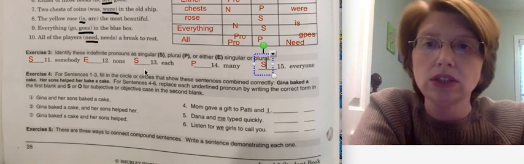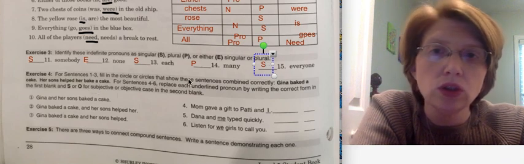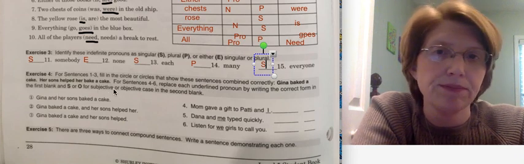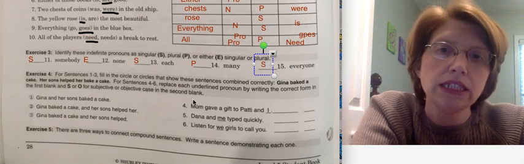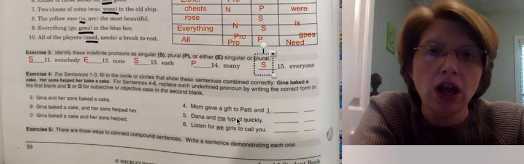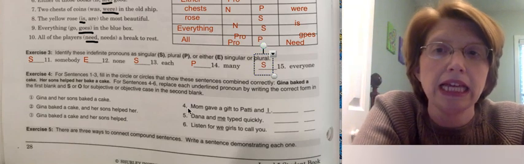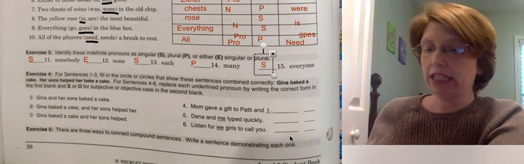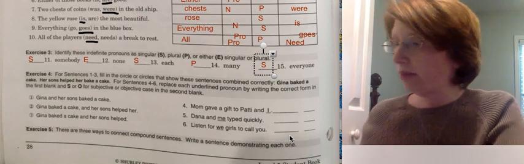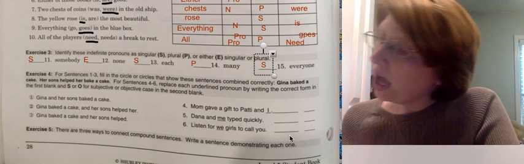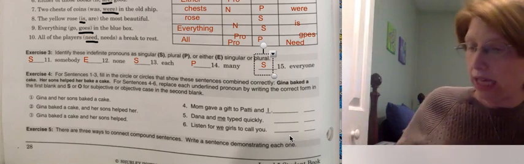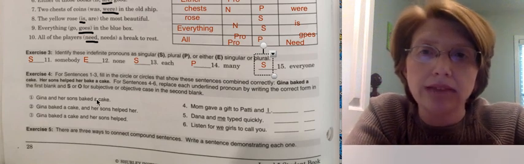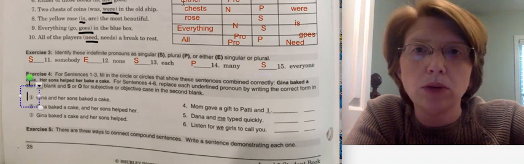Okay, sentences 1, 2, and 3, fill in the circle or circles that show these sentences combined correctly. Gina baked a cake. Her sons helped her bake a cake. Sentences 4 through 6, replace each underlined pronoun by writing the correct form in the first blank and S or O for whether it's subjective or objective. We can have our subjective and objective pronouns in our jingles on page 97. Objects on 98. Subject pronouns are on 97. Okay, so Gina and her sons baked a cake. Yes, that's correct. So we can fill in that bubble.